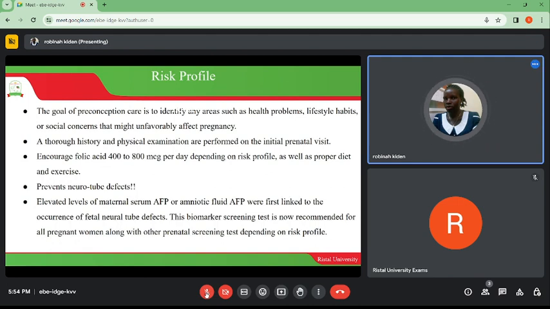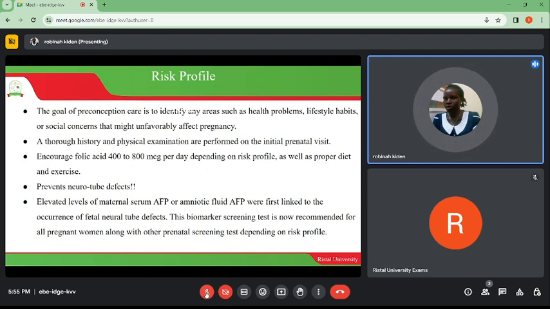We encourage folic acid 400 to 800 micrograms per day, depending on risk profile, as well as proper diet and exercise. This, we don't bargain on, because we know that folic acid is very important in the prevention of spinal abnormalities. So we encourage that the mother takes it. Then it prevents neural tube defects. This I have already talked about.